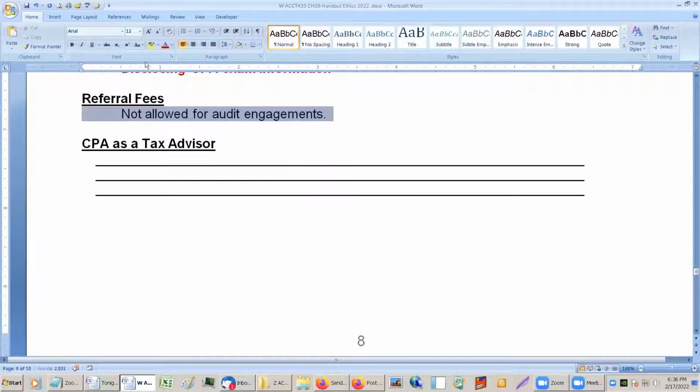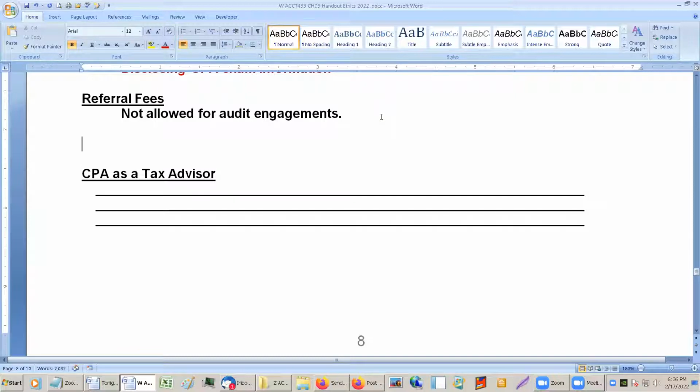Referral fees are not allowed for an audit engagement. So if you're doing the audit, you cannot have referral fees. For other services, they are allowed if they are disclosed to the client.